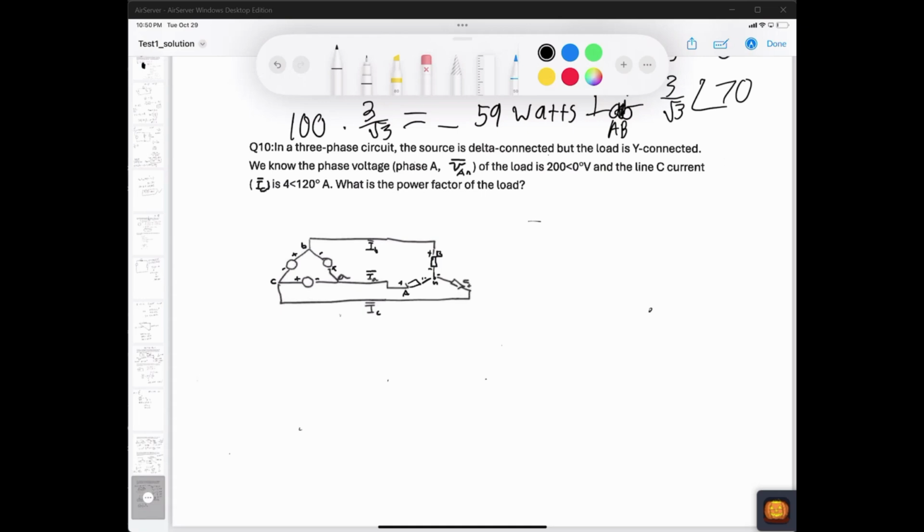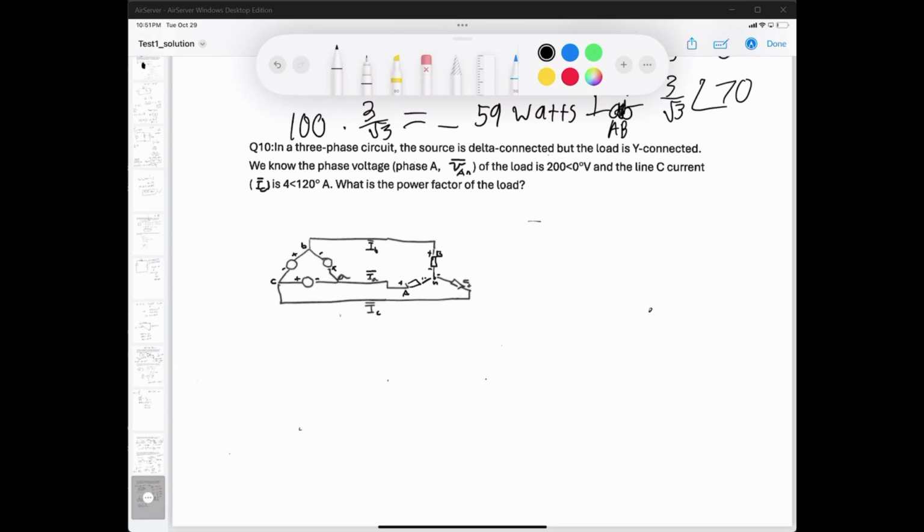Okay, well, it's pretty straightforward. We have the phase voltage across one load, and we have the line current, C. So let's go to A. We have phase A. We want phase current at A as well. If we have that, we can find the power factor at the load.